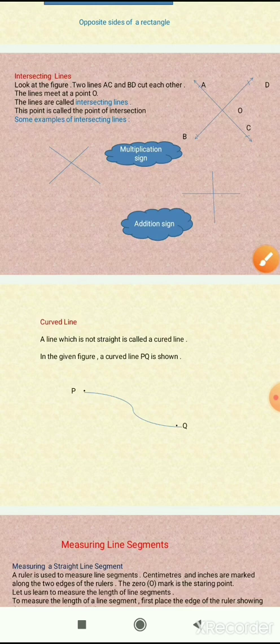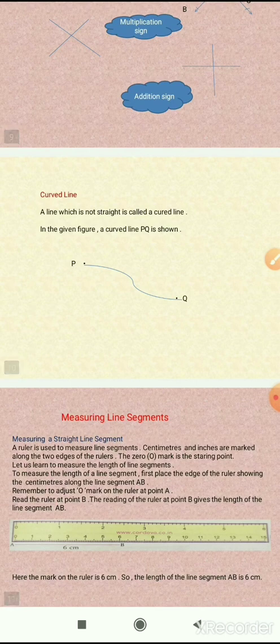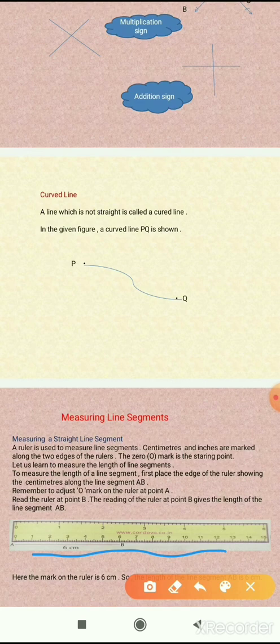Okay, so see student, measuring a straight line segments. So now you have learned so many types of lines. So from that, first we will learn measuring a straight line segment. A ruler is used to measure line segments. So, in your compass, have you seen rulers? Okay, so you have used this scale, or we can say that ruler. So, we use this ruler to measure line segments.